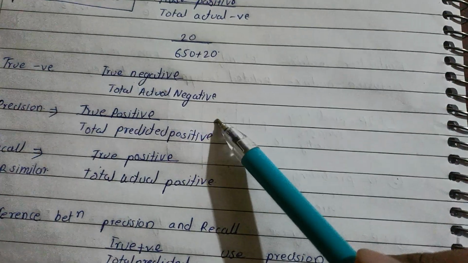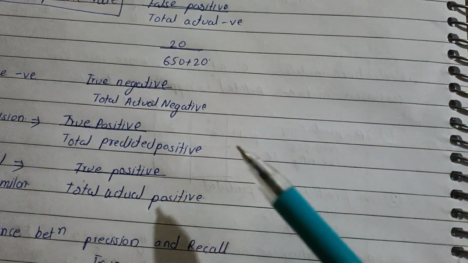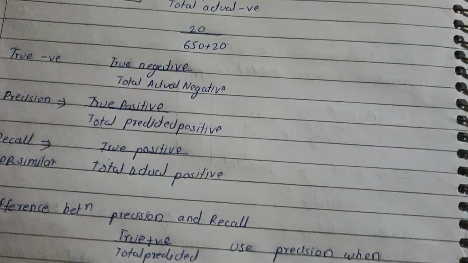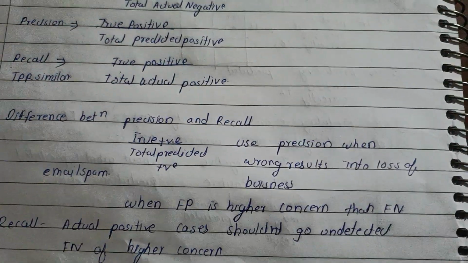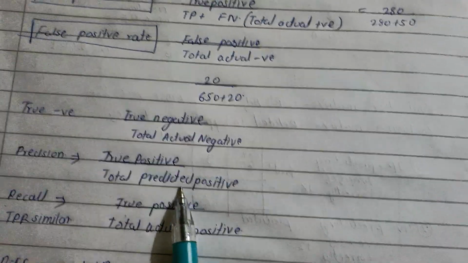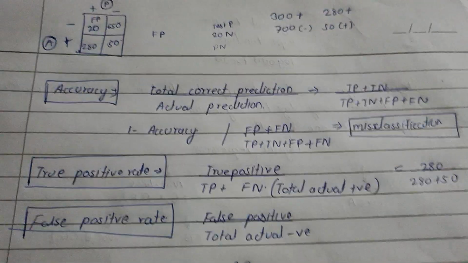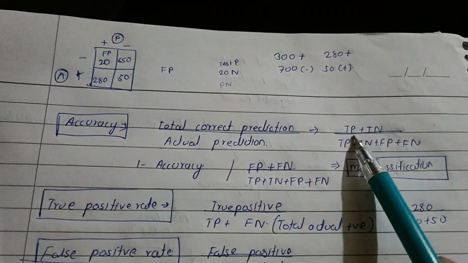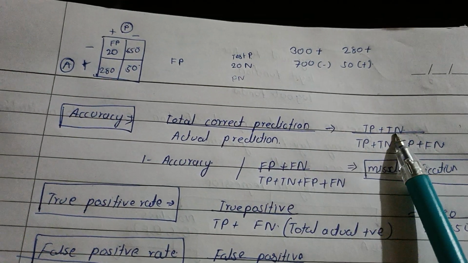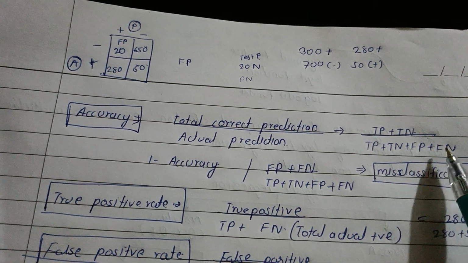So in case of precision, we are interested in our false positive cases, and in terms of recall, we are interested in our false negative cases. Whenever false negative is of actual concern, we'll go for recall. Whenever false positive is of more concern, then we'll go for precision. So let us revise this one more time. What is accuracy? Accuracy is basically total correct prediction divided by total predictions. Total correct prediction is true positive plus true negative, and the total is true positive plus true negative plus false positive plus false negative.